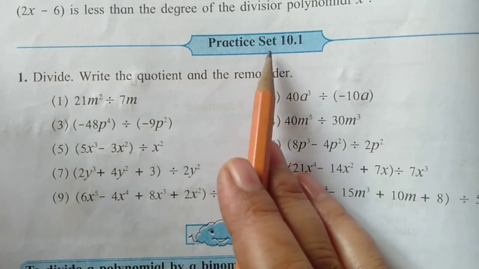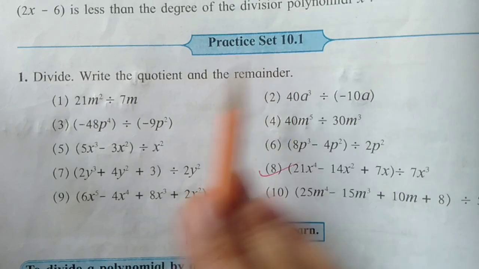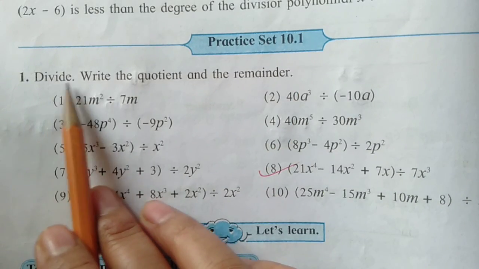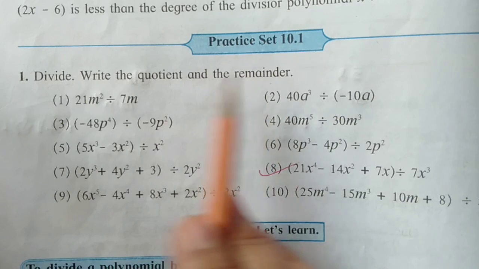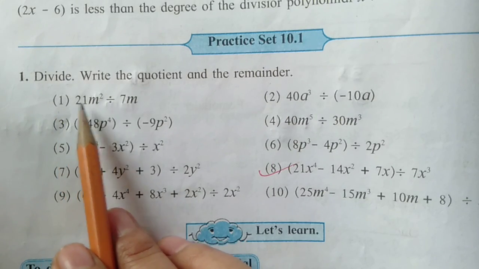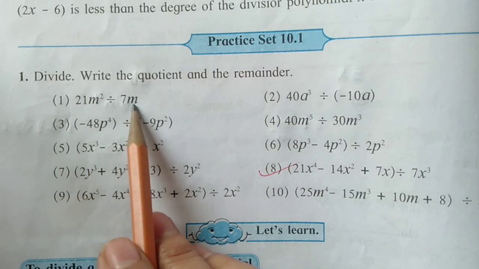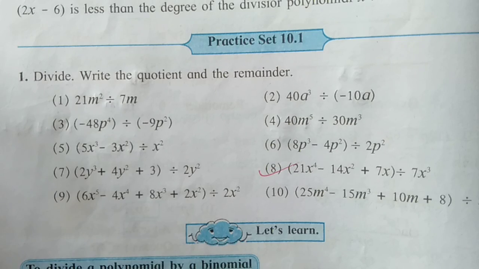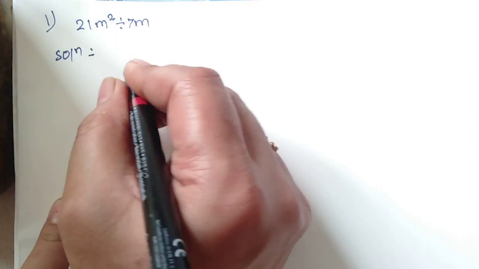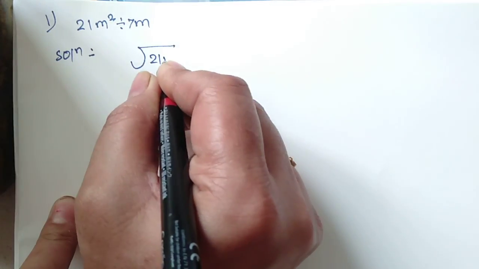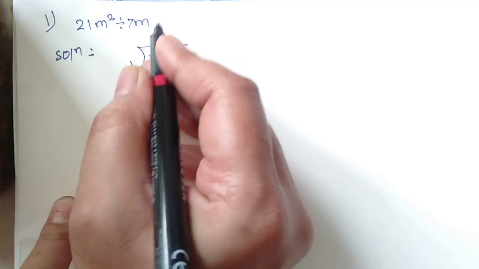Now let us move to practice set 10.1. In this the first question is: divide, write the quotient and the remainder. In that the first sub-question is 21m square divided by 7m. Very simple question. Write down the solution. Firstly rewrite it in a proper form. 21m square is the dividend and 7m is the divisor.